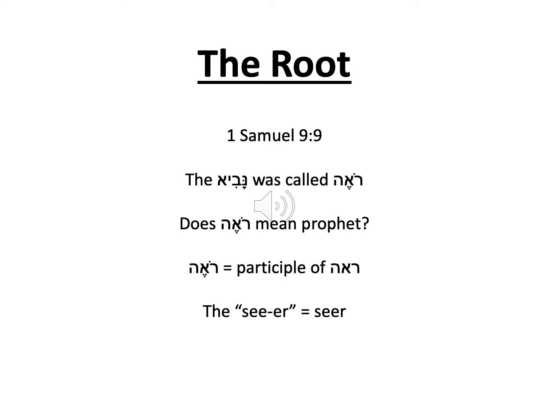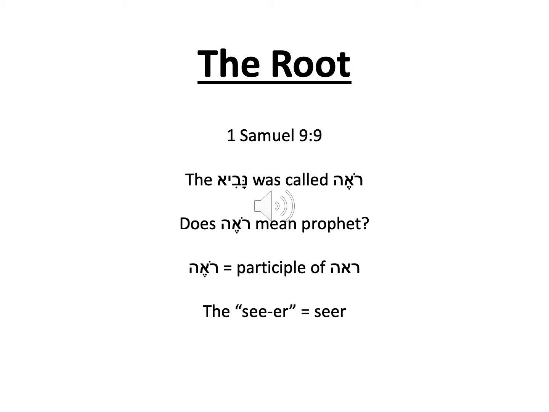A Navi is a prophet. Does that mean that a roeh is a prophet? After all, almost every instance of roeh in the Old Testament is used interchangeably with Navi. However, when we look at the root of roeh, we realize that the root is ra'ah, and that roeh is actually a participle of ra'ah, ra'ah meaning to see. And so we realize that roeh is the seer, or literally the seer, the one who sees.